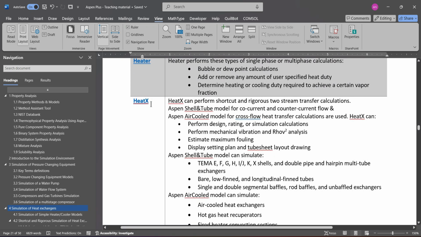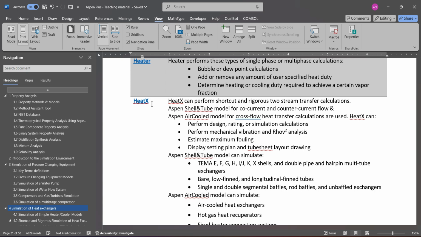Then there is a model with the name HeatX. That is the really powerful tool in Aspen Plus. It can perform shortcut simulations, as well as the rigorous simulation where we can size a heat exchanger and then use the original geometry for rating purposes or for simulation purposes.